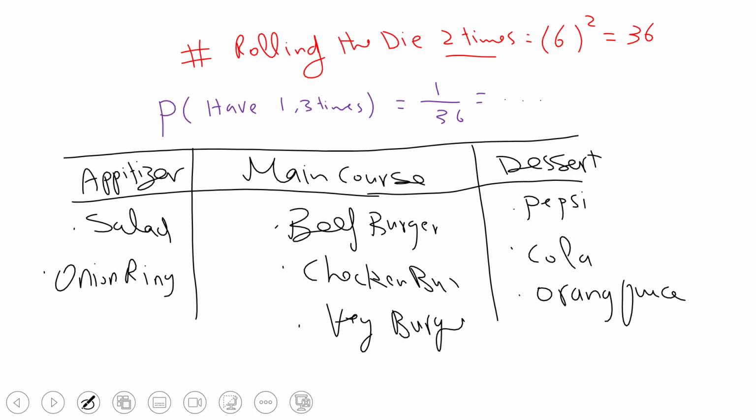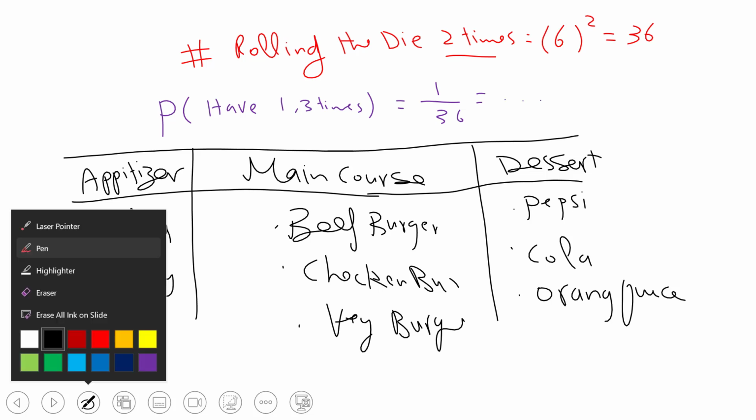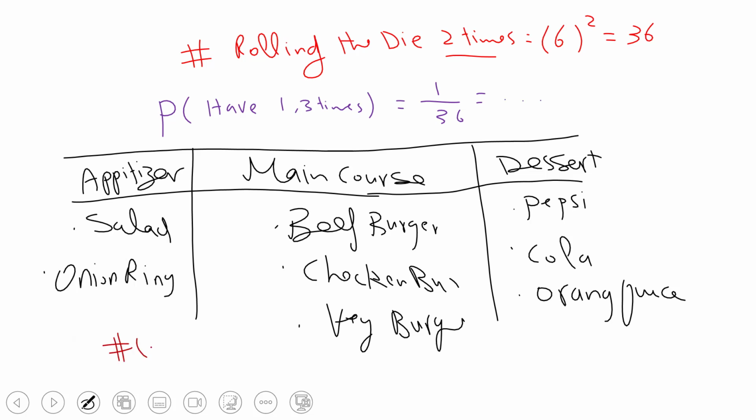So in this case, what is the total number of outcomes? The total number of outcomes in this case is how many options in the first one? 2, times how many options in the second one? 3. How many options in the third one? 3. So the total must be 18, right?